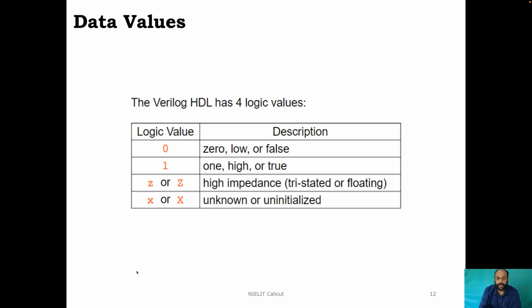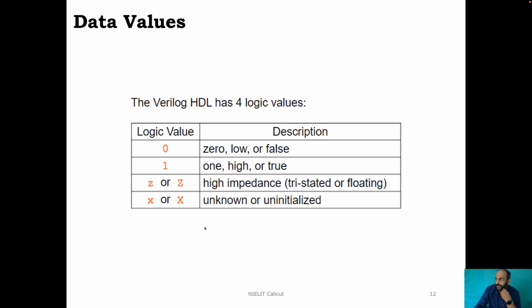Now, if you look at what are the data values supported by Verilog, because it's a hardware description language, it supports 4 logic values. 0, which represents an off condition or a false condition, a logic 1, which can represent a true condition or an on condition, Z, which can represent a tri-stated or a floating condition or a high impedance condition or a disconnection perhaps, or X, which represents an unknown condition.